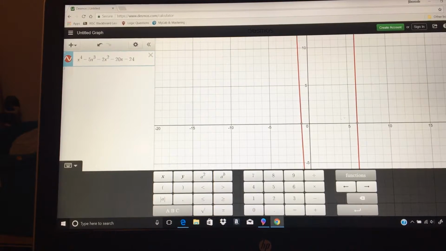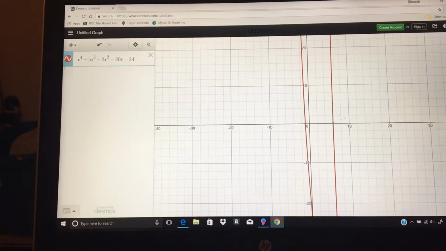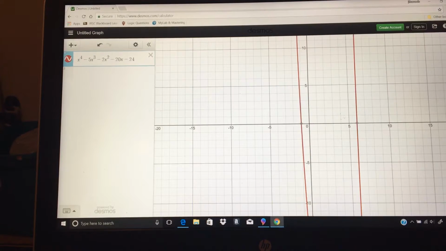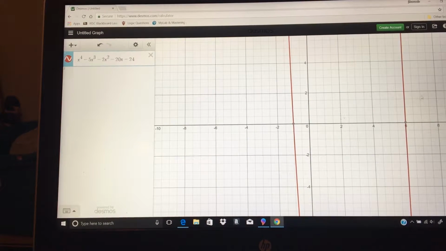So if I look at this graph, it's a little odd here, but I can keep zooming out till I can see where it curves way down there. But if I zoom in, I can see my zeros. So if I bring this along the line, it looks like I have a 0 at 6 and -1.